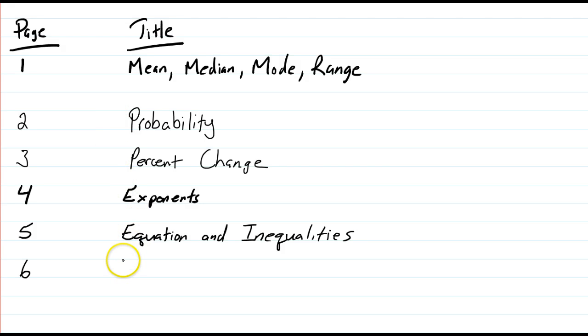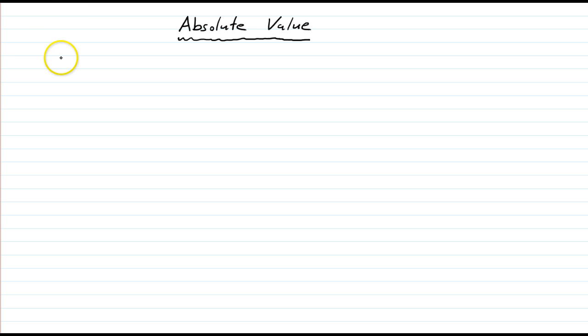Alright, so let's add to our table of contents. Our next title we're going to look at is absolute value. So absolute value is the distance a number is from zero.